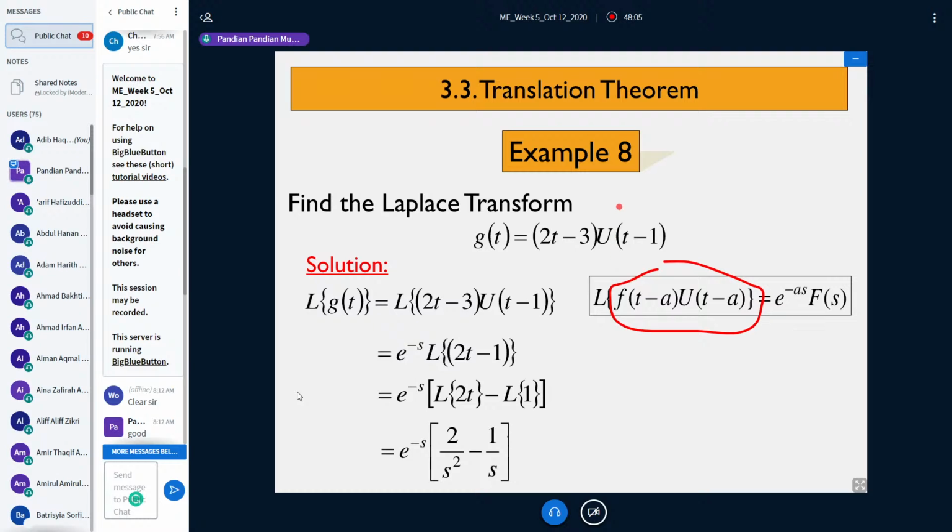Because this is u(t minus 1). This is t minus 1. So they miss the step, class. This one missing. The steps are missing from here to here. One step is missing. So you got to write this using this t minus 1.